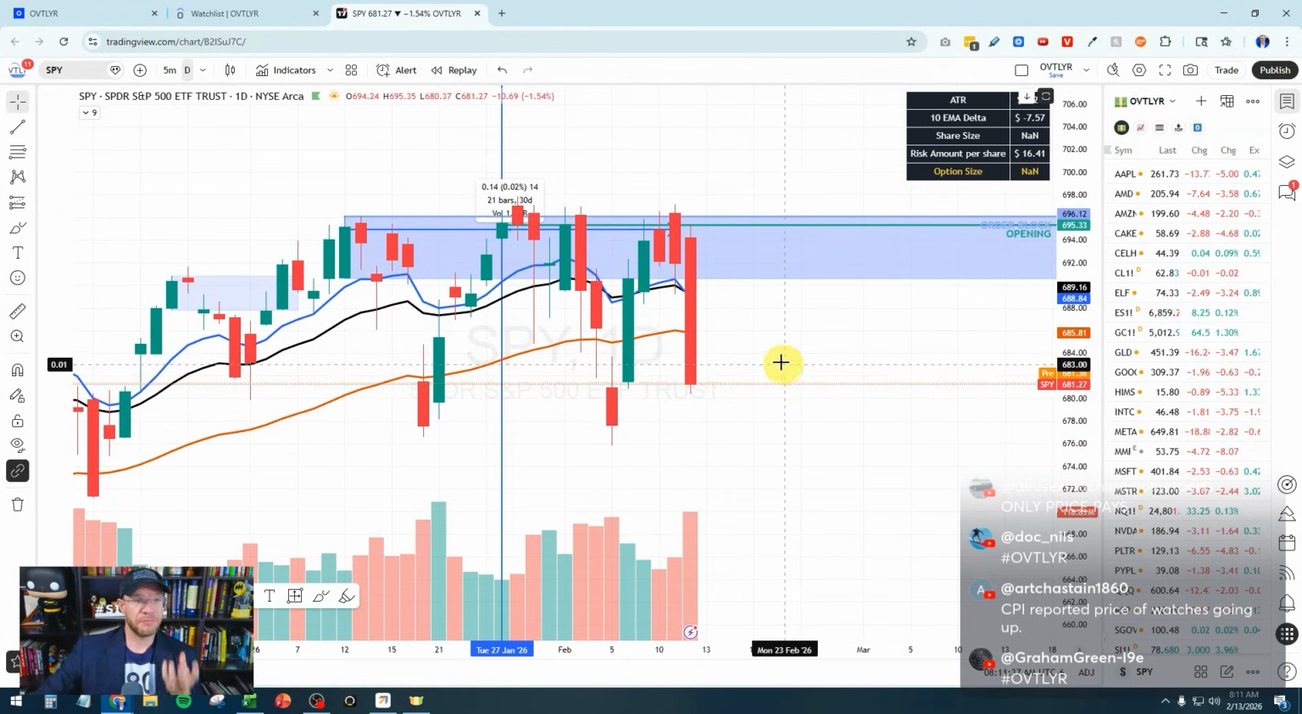We just got a bearish cross down on the S&P 500. The 10 went under the 20, price went under the 50. Now, I haven't been in the market. I've been in SGOV. SGOV is basically my way to sit in cash.